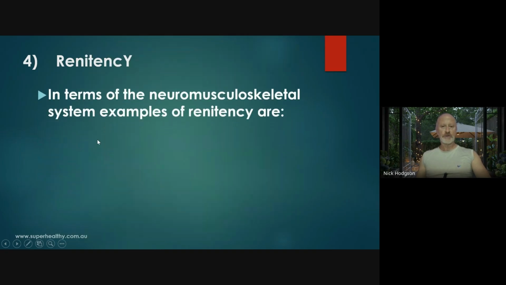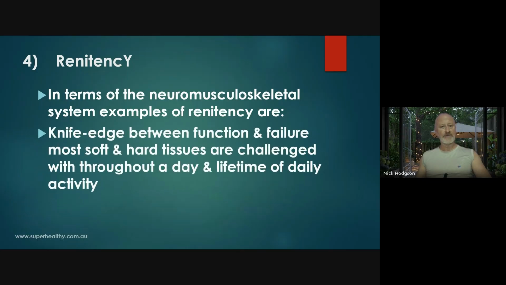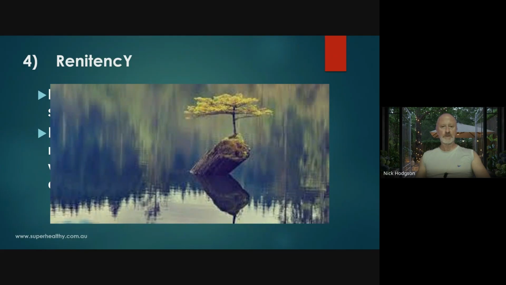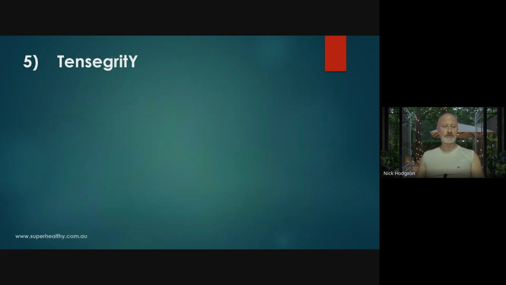So in terms of the neuromusculoskeletal system, examples are just simply that knife edge between function and failure. Most soft and hard tissues are challenged throughout a day and lifetime of daily activity. So tissues are always being stressed, they're always being strained, they're always being challenged. Can they withstand those stresses and strains over a long period of time? So renitency, the ability to survive and to prosper in difficult situations.